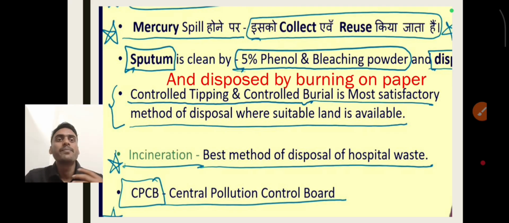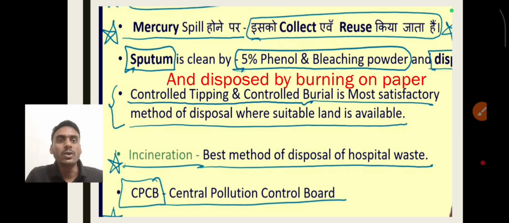Of course, this is a very old, previous method for disposing of any biomedical waste. Nowadays, especially in hospitals, the waste generated is mainly disposed of by the method of incineration. The CPCB, the Central Pollution Control Board, decides and gives guidelines on how to manage biomedical waste.